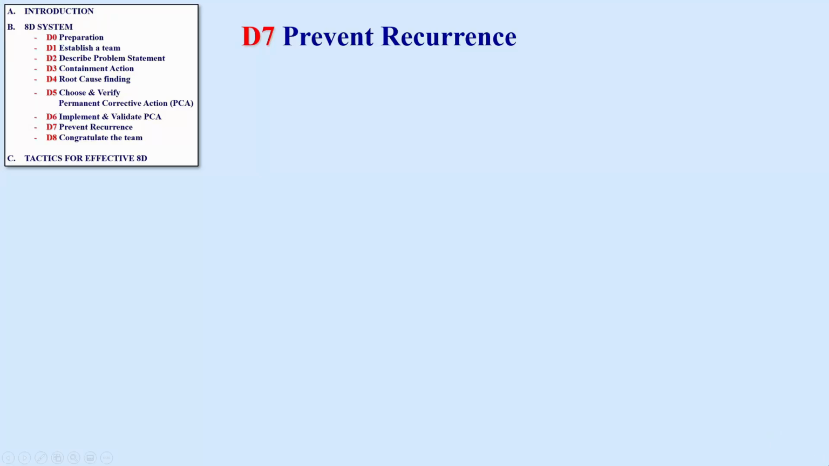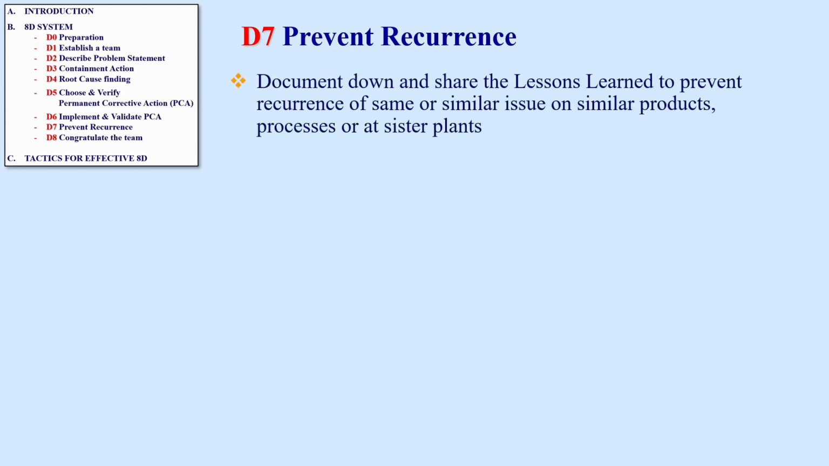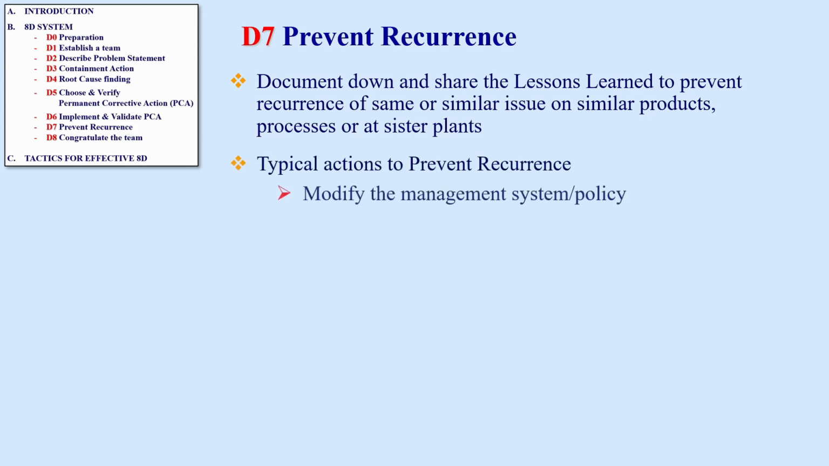D7. Prevent recurrence. The intention of D7 is to document and share the lessons learned, to prevent recurrence of the same or similar issue, on similar products, similar processes, or at sister plants. The typical actions to prevent recurrence are improving the management system or management policy. This generally involves multiple departments or organizations.